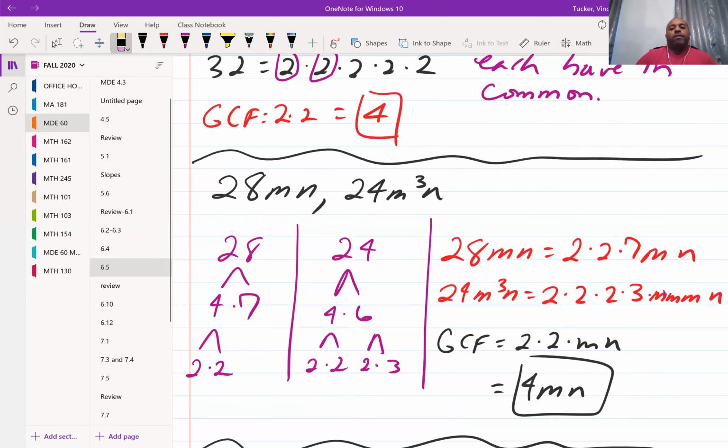All right, so you have 2 times 2 times 7 times m times n for 28mn. Then for 24m cubed n, you have 2 times 2 times 2 times 3. And then we have 3 m's and 1 n. So that's what's going on right here.